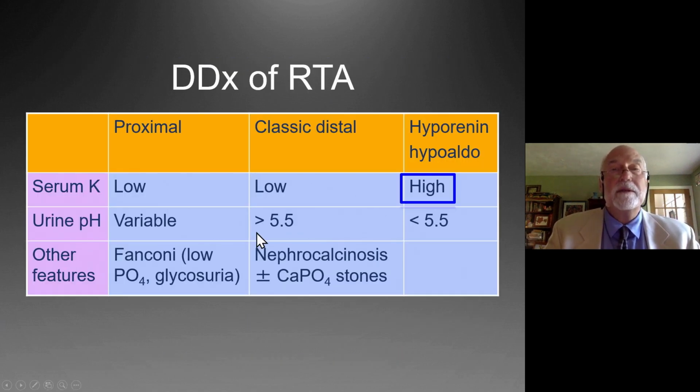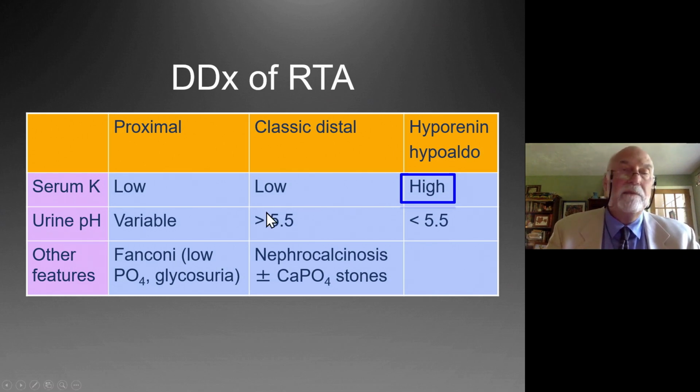So this is a little table summarizing how to distinguish these conditions. The proximal, the type 2, the distal, type 1, and the type 4 hyporenin hypoaldo. This one's pretty easy because it's the only one that's associated with an elevated serum potassium. These others are typically associated with a low serum potassium. So that's a very useful distinguishing factor.